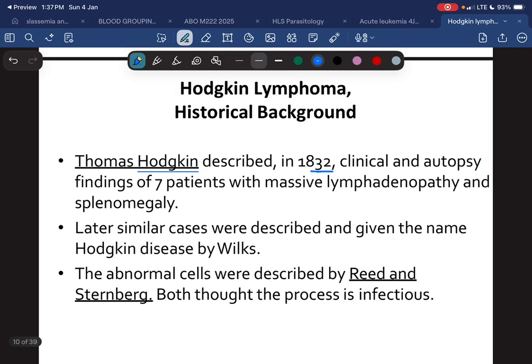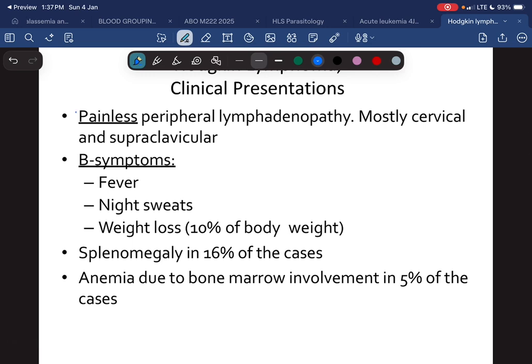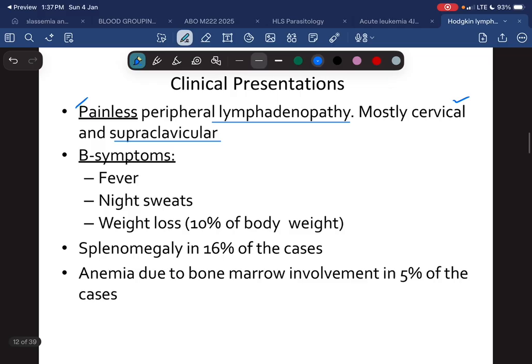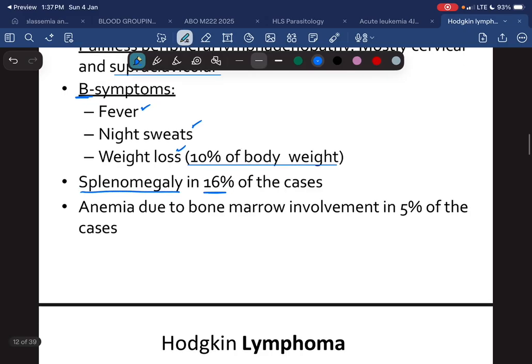Clinically it presents with painless peripheral lymphadenopathy, enlargement with no pain, affecting mainly cervical and supraclavicular lymph nodes. It can present with B symptoms. B symptoms include fever, night sweats, and weight loss. Some patients have weight loss of about 10% of body weight. Splenomegaly can be seen as well, and anemia if there is bone marrow involvement, which is seen in only 5% of cases.